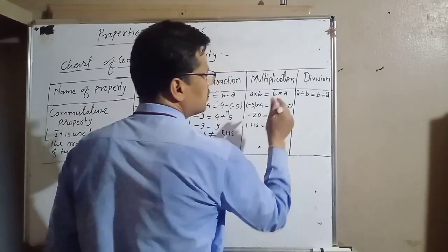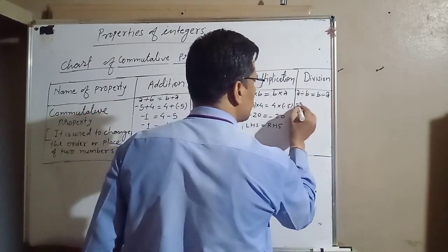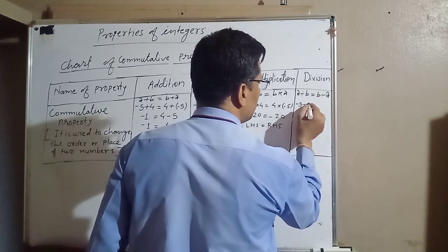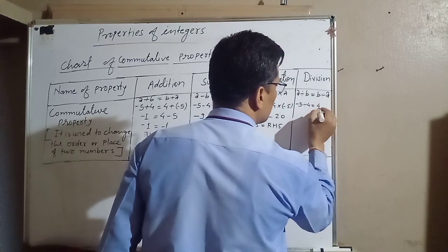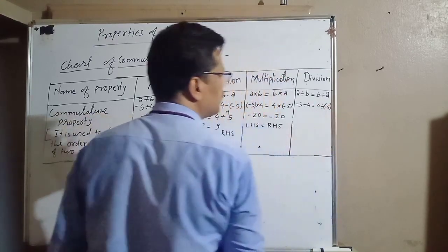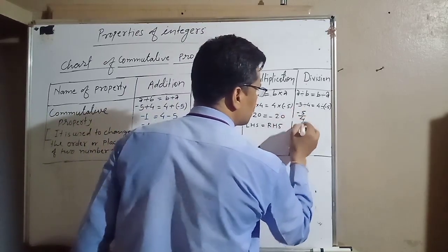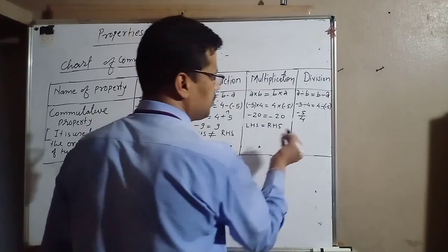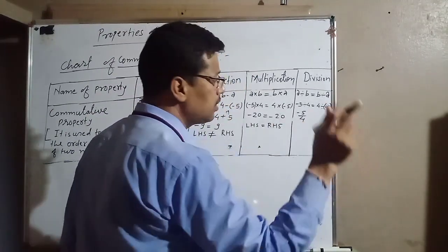Let's see here, -5 divided by 4 is equal to 4 divided by -5. If you divide -5 by 4, we can write it as a rational number like that, -5 upon 4. Are you able to understand? If I divide, we can get the decimal number also. In that case also both sides will not be equal.